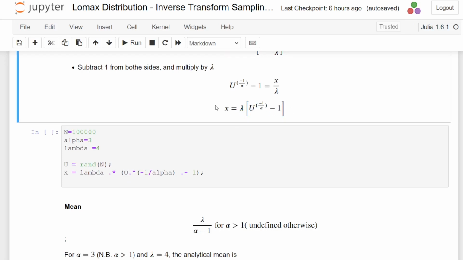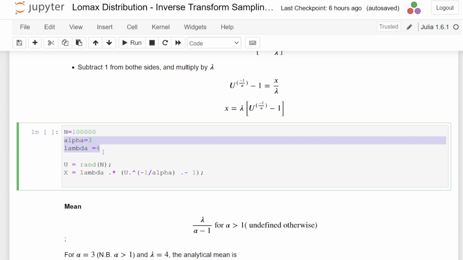Essentially what we have to do now is implement that with Julia. I'm going to set n equal to 100,000, and arbitrarily set alpha to 3 and lambda to 4. Okay, so here we go. U is n random numbers drawn from the uniform distribution. Then u to the power of minus 1 over alpha. Just remember the dot there to signify element-wise operations. Then I have minus 1 here.